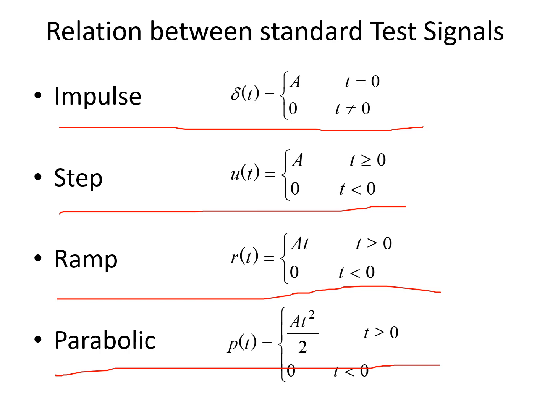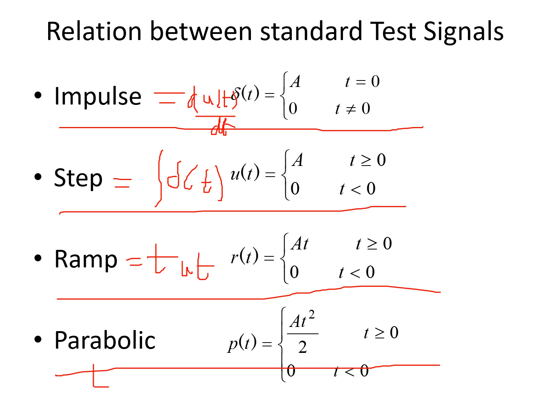So ramp could also be represented as t into u of t, and step is taken as the integral of delta t, and delta is taken as the derivative, that is d u of t by dt, and the parabolic signal is taken as the integral of your ramp. So there is a relationship between each of your signals. See, the derivative of t is what? It is d.